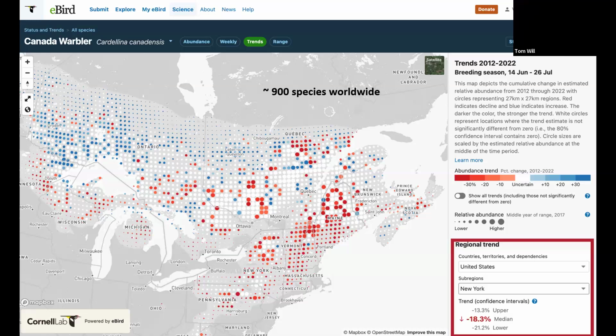But one thing that we have that's new that I'm trying to highlight is you can look at different subregions and it will summarize that trend for you. So for New York, the trend is negative 18%. And this is a 10-year trend that we're looking at. Is that a loss over that period? Yes. It's not a per year trend. No, it's a loss for that period.